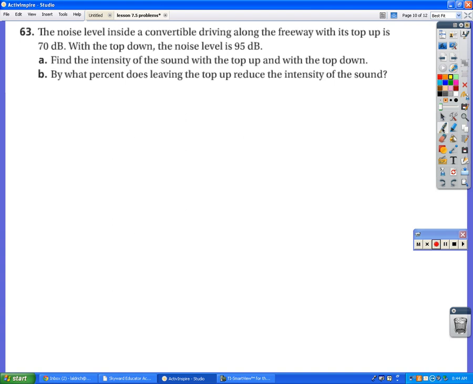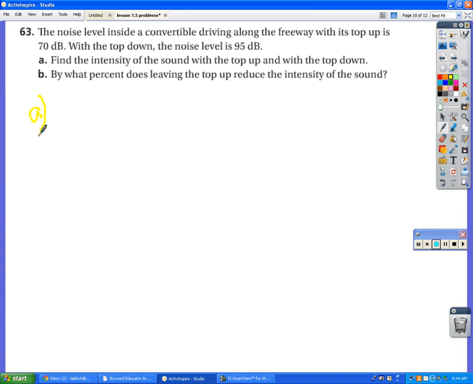63. The noise level inside a convertible driving along the freeway with its top up is 70 decibels. With the top down, the noise level is 95 decibels. Find the intensity of the sound with the top up and with the top down. Okay, so do you remember that formula by any chance? For decibels. It has a W in it. You do though. In the acoustics, right above. Do you remember that one?